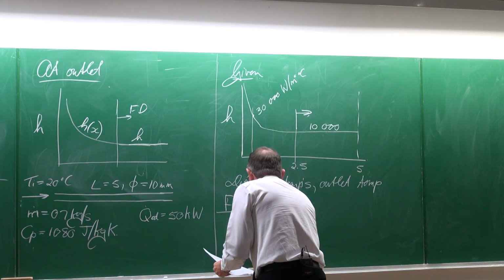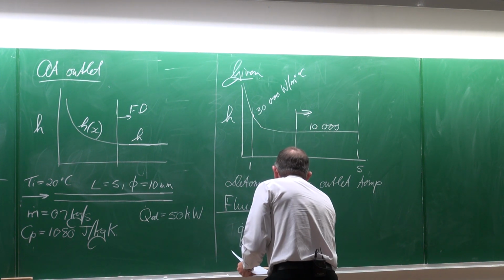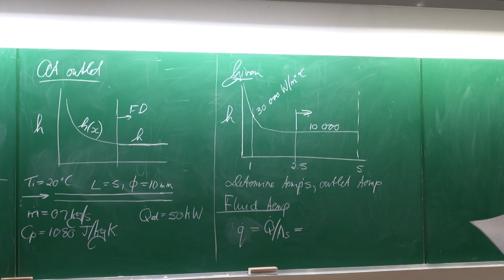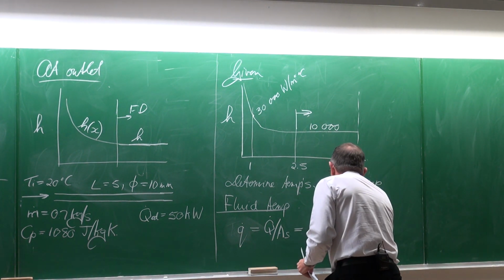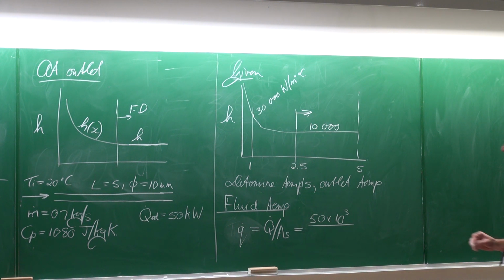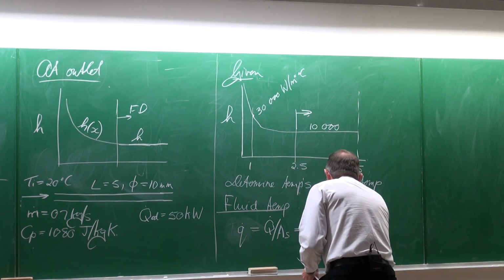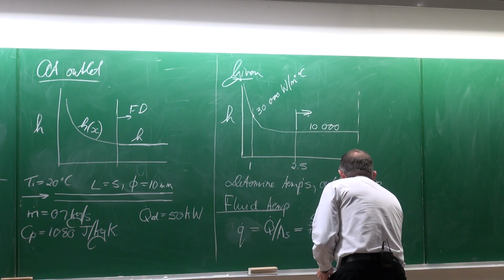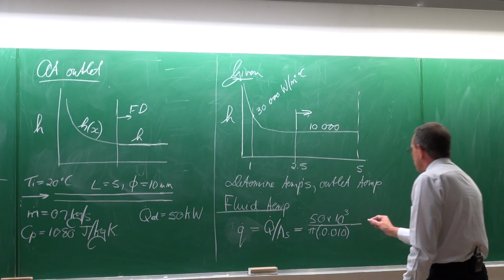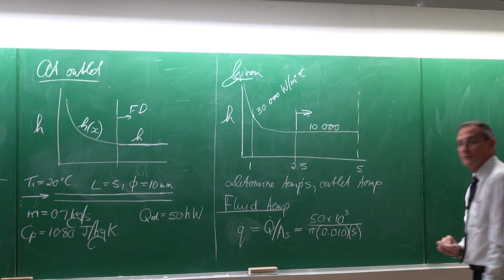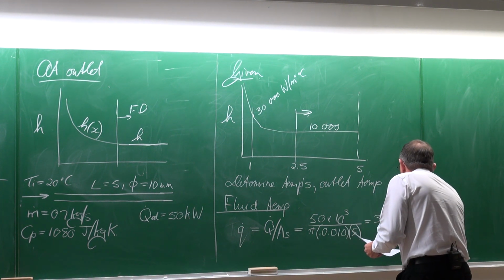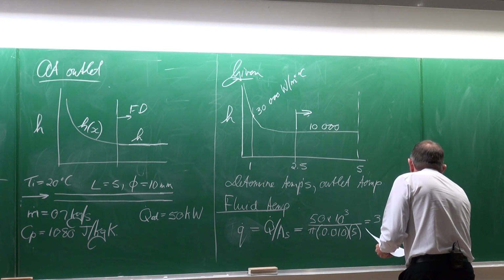Let's start first with the heat flux. The heat flux is equal to the heat transfer rate divided by the surface area. The heat transfer rate is 50 kilowatts, 50 multiplied by 10 to the 3, divided by the surface area, which is pi multiplied by the tube diameter, which is 10 millimeters, therefore 0.010 meters, multiplied by the tube length, which is 5 meters. So the heat flux is equal to 318.3 kilowatts per square meter.